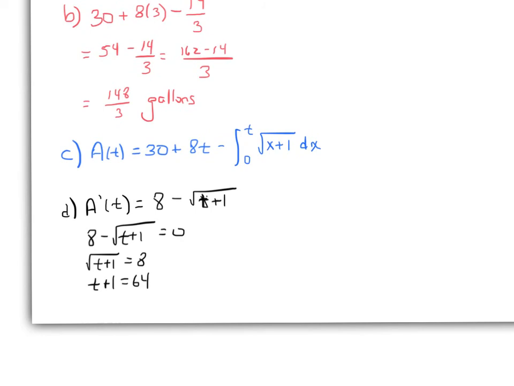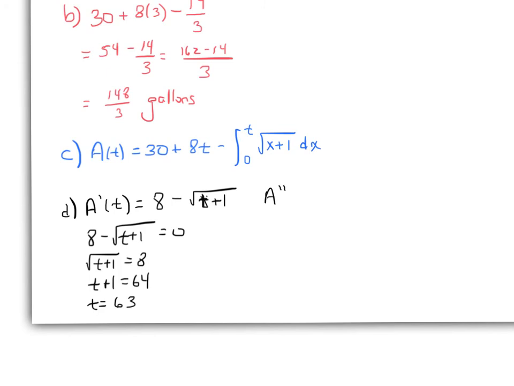And we get that t could be equal to 63. So this is our location for our only sign change, which means that we have a maximum or a minimum here. I'm going to use the second derivative test to determine which one. If this turns out to be a maximum, then that's our answer, but if it turns out to be a minimum, we've got to check those endpoints.